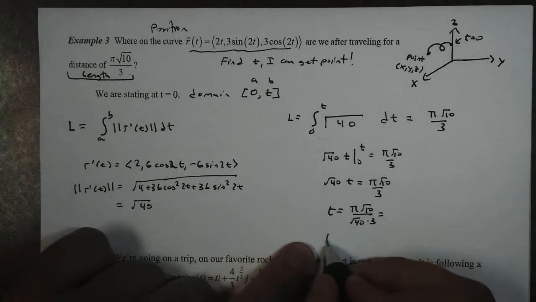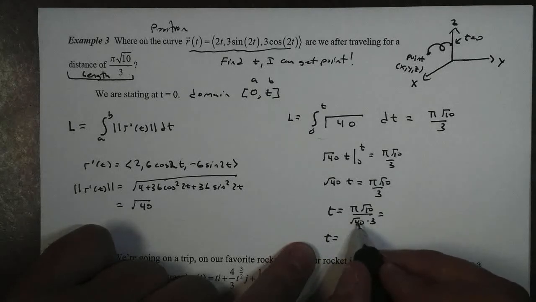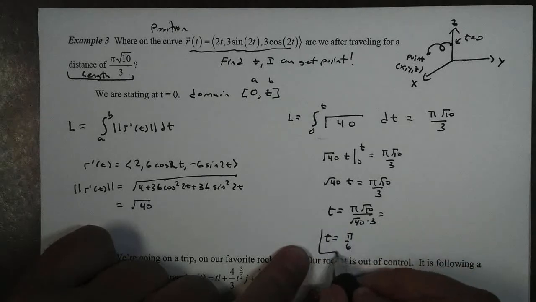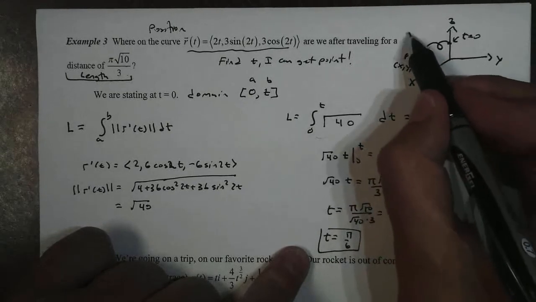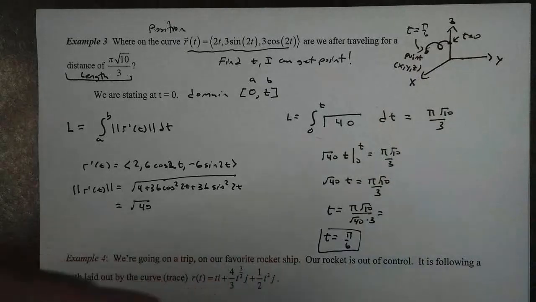And this can simplify pretty nicely. This just becomes root 10 over root 40, which is 1 over root 4, which is 2, times 3 is 6. So we get pi over 6. So this is telling us to go from this point to here, at this point right here, t equals pi over 6. It tells us how long we took to get there.